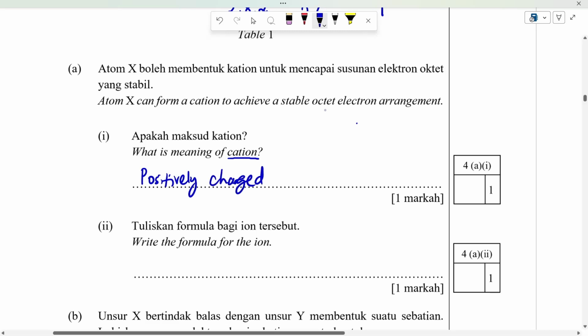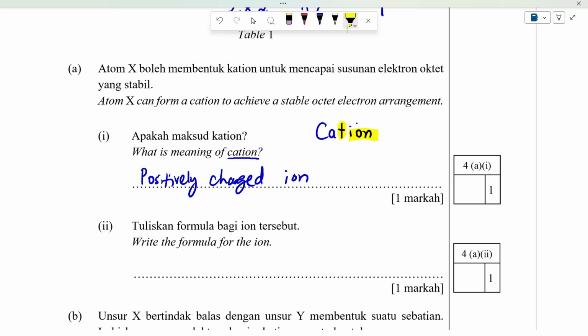Positively charged ions. Very easy. You see, cations, right? CAT or ION. Here's a clue for you: positive ions. Cations are positively charged ions.